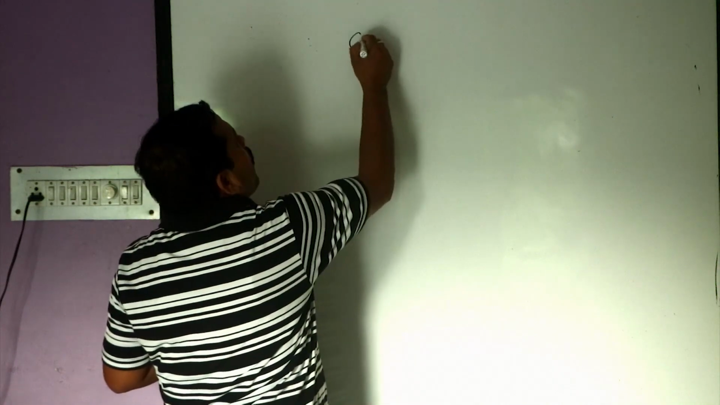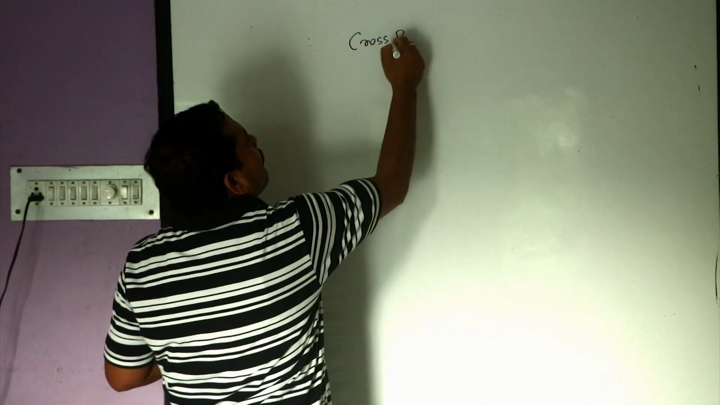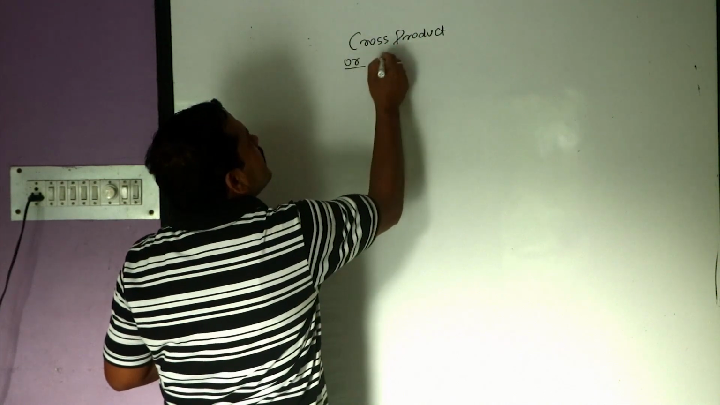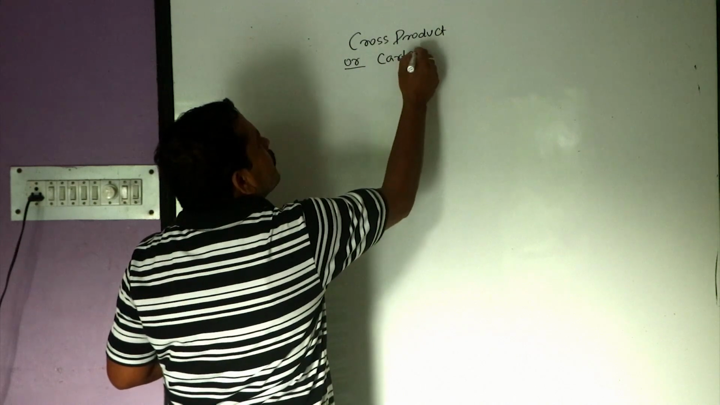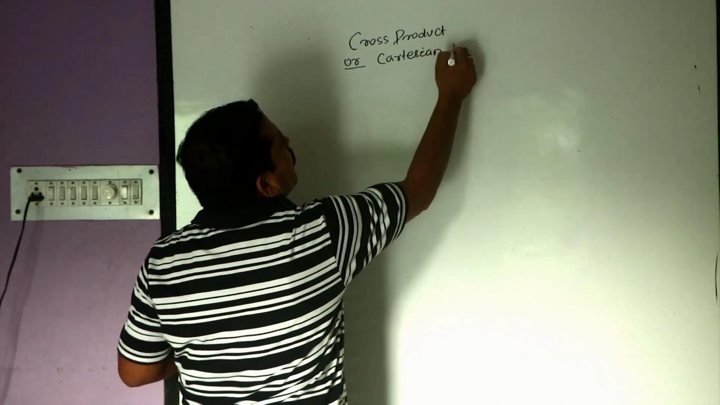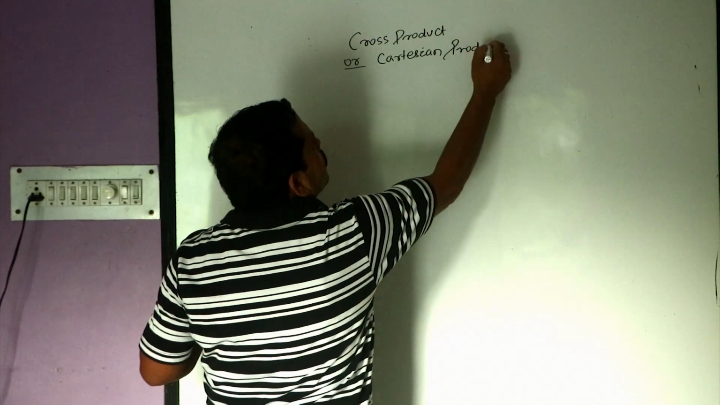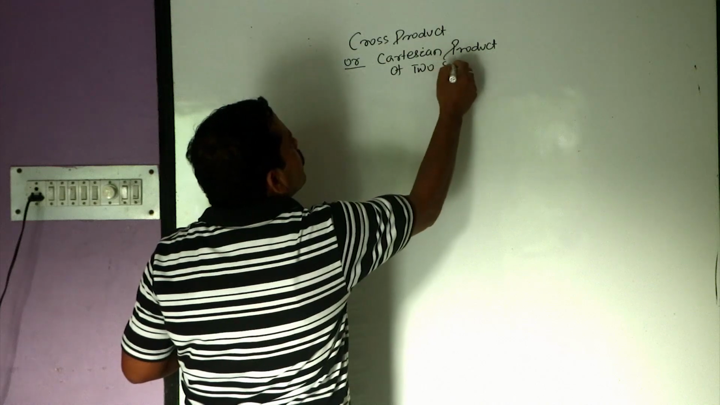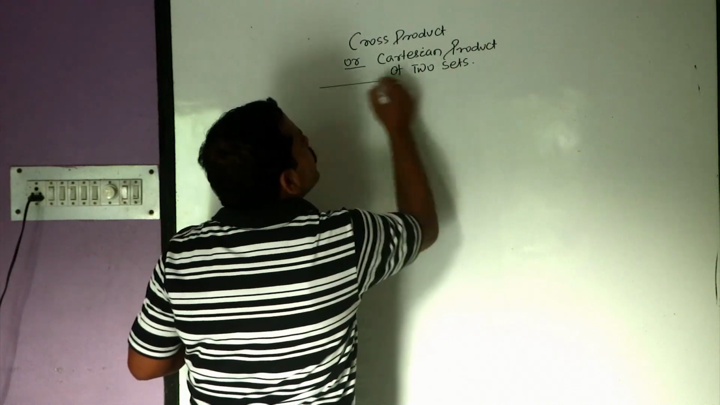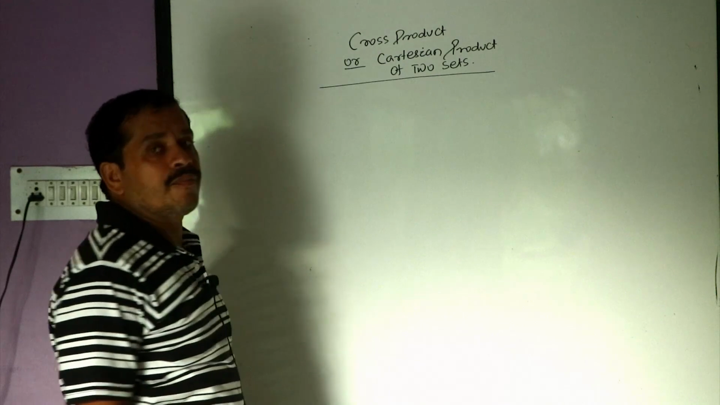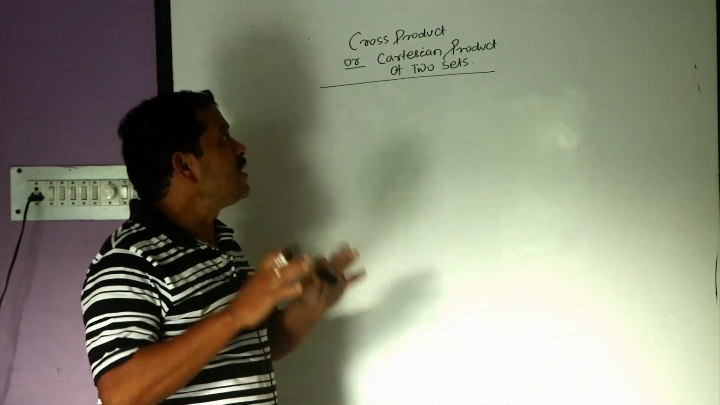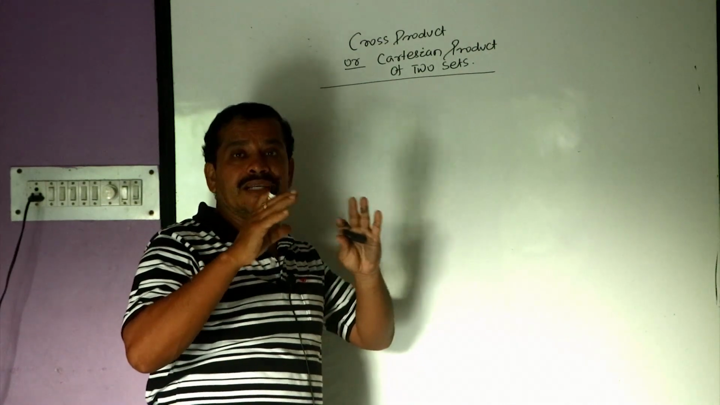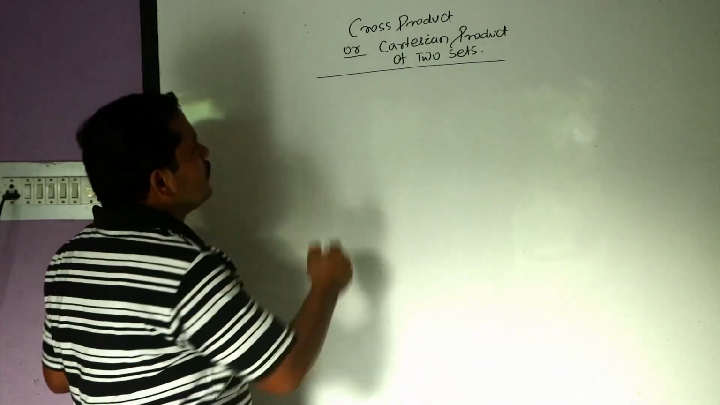That is the cross product, or Cartesian product, of two sets. What is the product of two sets? That product of sets is known as the Cartesian product or cross product.